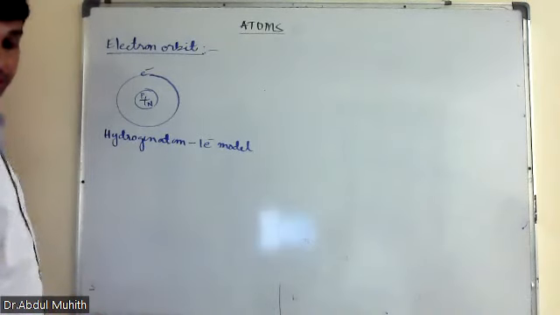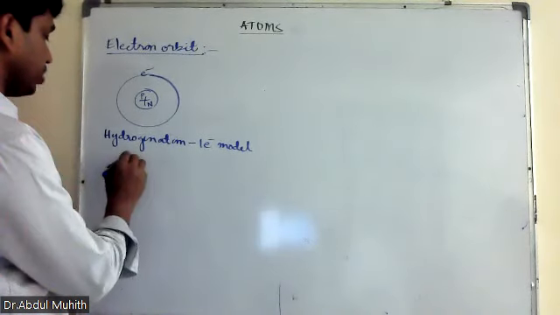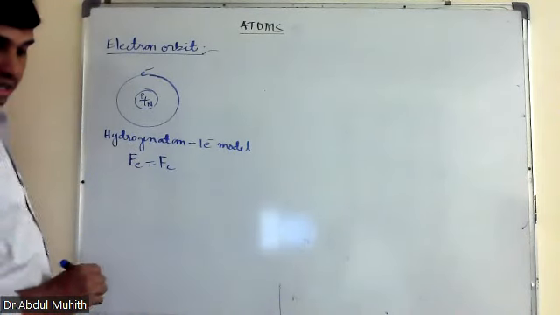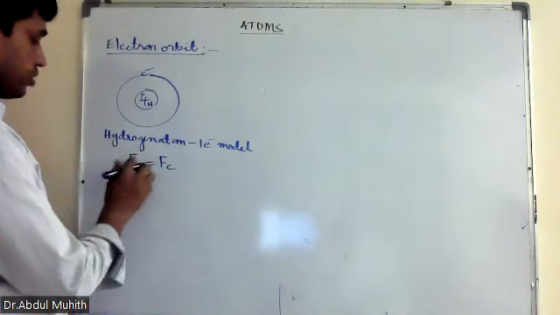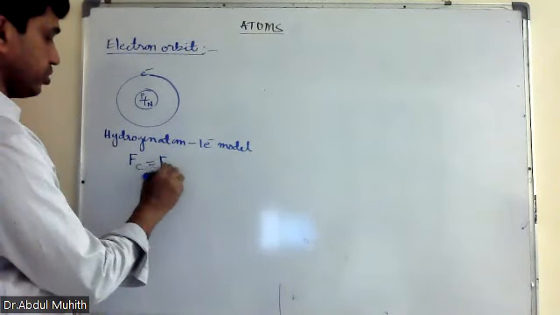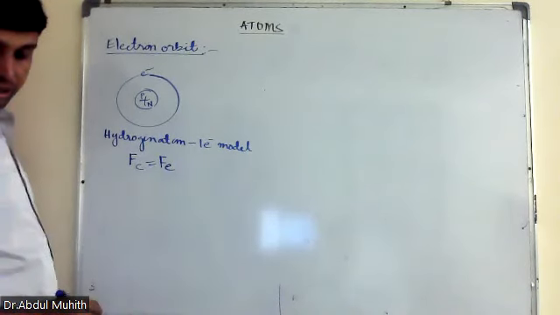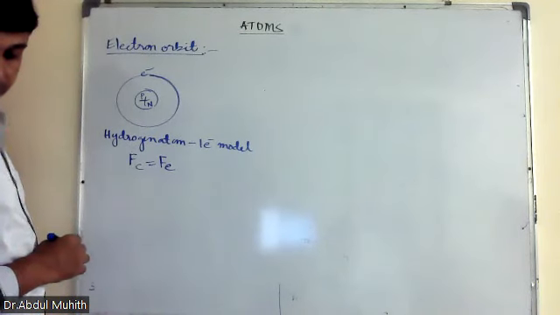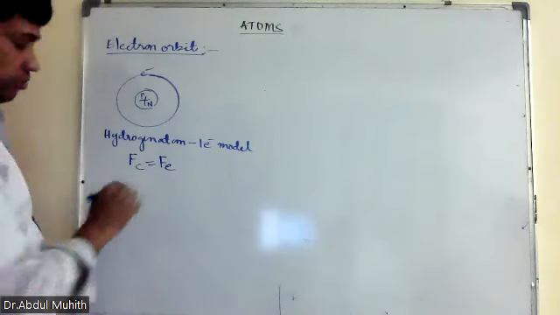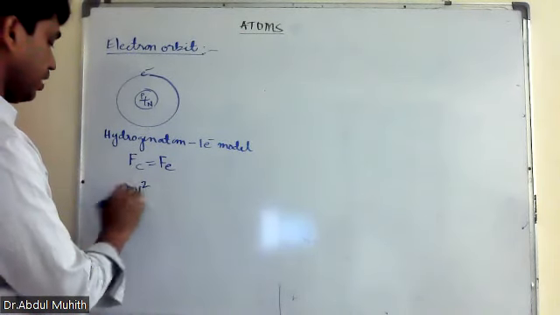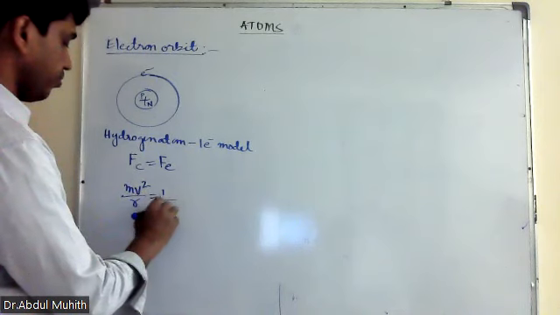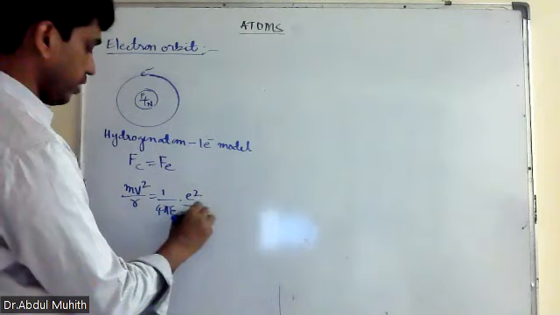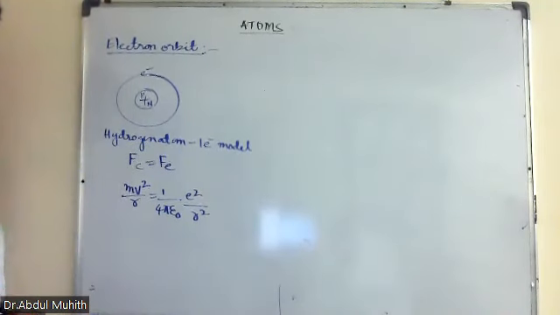Okay, so here this is the hydrogen atom. There are two forces which are balanced. That is, Fe is equal to Fc. One is the Coulombic, electrostatic force, and the other is the centripetal force. When an electron is moving around the nucleus, what is the formula here? Mv square by R is equal to 1 by 4 pi epsilon 0 into E square by R square. Is that clear?